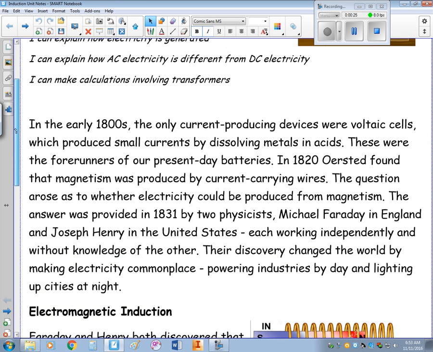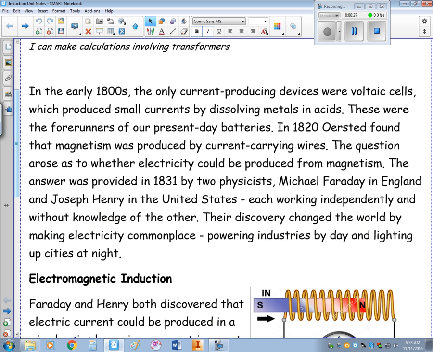So, in the early 1800s, the only current producing devices were voltaic cells. You would know them as batteries. These would produce small currents by dissolving metals in acids. And again, these were the forerunners to our present day batteries. Then in 1820, Oersted found that magnetism was produced by current carrying wires.